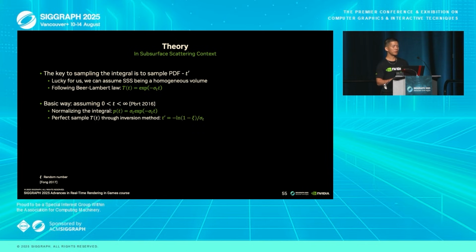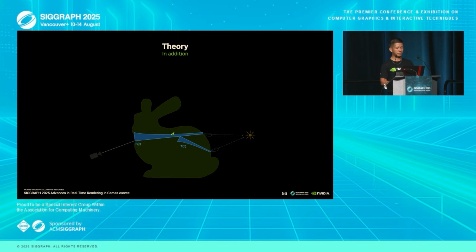Using a uniform random number between 0 and 1, we can normalize TT to create a sampling PDF. The inversion method gives us a simple logarithmic form. Now, TT has this exponential distribution, but since T can theoretically reach infinity, TT doesn't reach 0 at the volume boundary. This means our random sampling might fall outside the volume entirely, forcing us to discard samples.